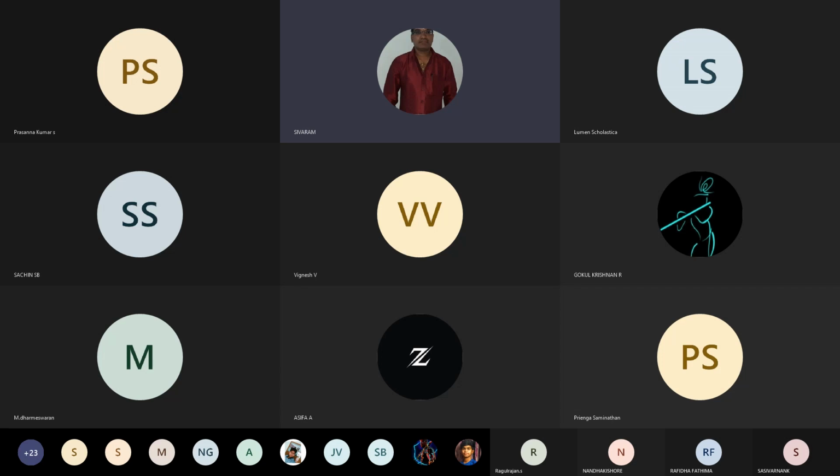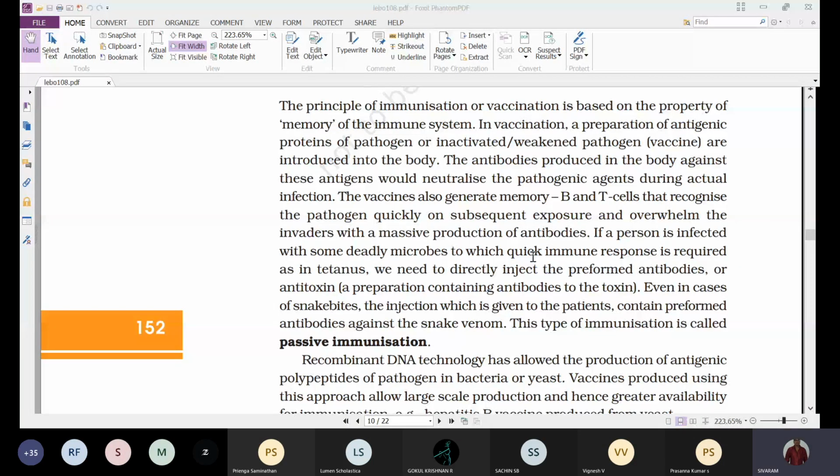Okay, so when you observe the vaccination process, it is mainly based on the memory of B cells and T cells. That means vaccines also generate memory T cells that recognize the pathogen quickly on subsequent exposure, that is, the second time. When we are giving a vaccine, we are giving the inactivated pathogen or antigenic protein for the first time.